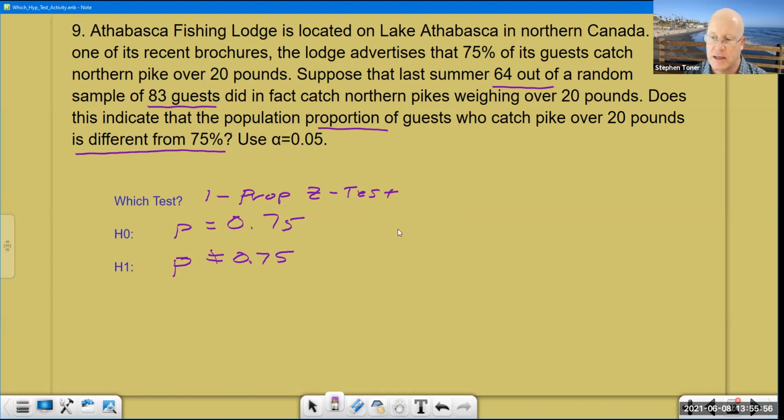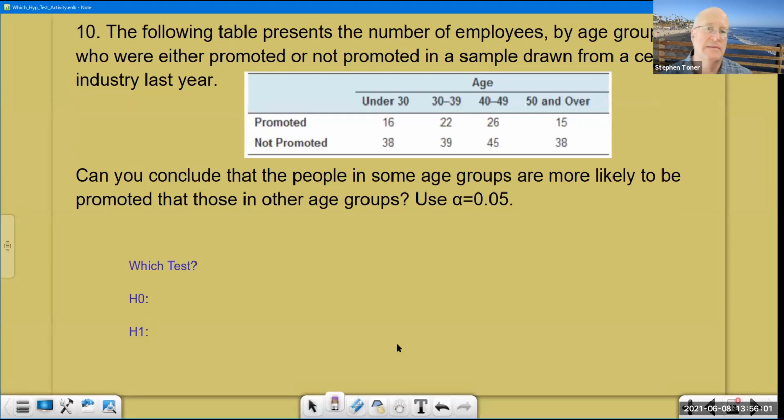Okay, moving on to number 10. Number 10, the following table presents the number of employees by age group who were either promoted or not promoted in a sample drawn from a certain industry last year. Okay, so we have to decide, is this a matrix or is this 4 columns or is it 2 rows? Can you conclude that people in some groups are more likely to be promoted than those in other age groups?